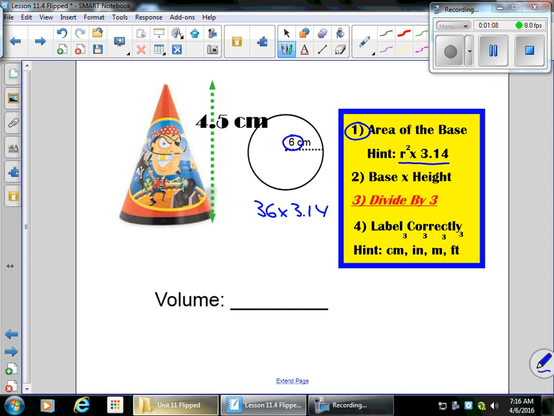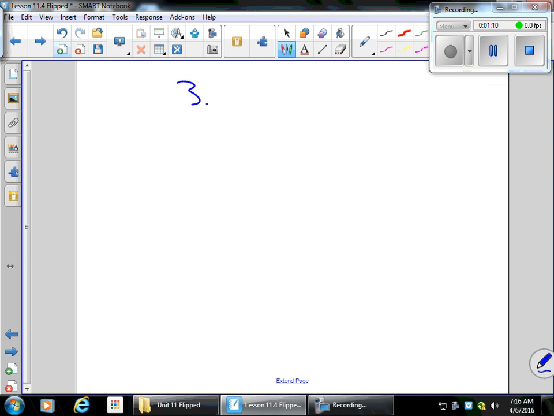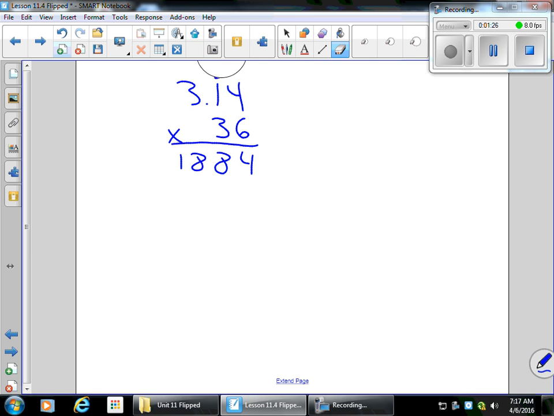I'm going to need some more room for that. 3.14 times 36. Like I said, I'm going to show all my math tonight. 4 times 6 is 24. 6 times 1 is 6, plus 2 is 8. 6 times 3 is 18. I'm going to cross off this 6, put the place value holder in. 3 times 4 is 12. 3 times 1 is 3, plus 1 is 4. 3 times 3 is 9.